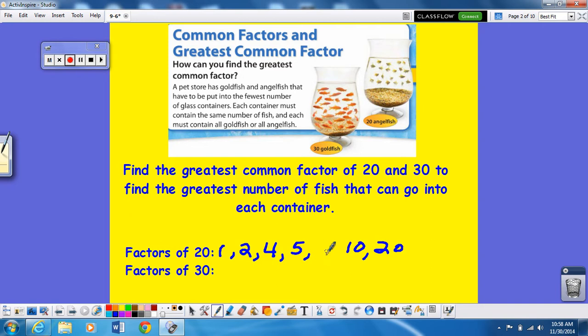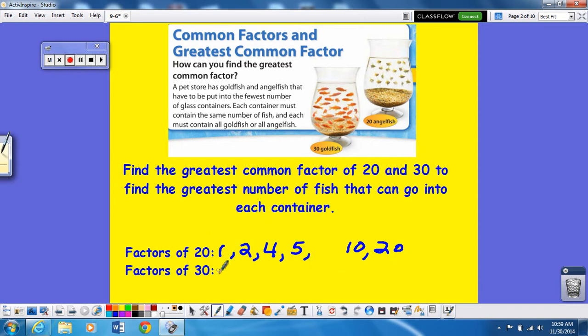And because I'm at 5, obviously I started over, because 4 times 5. 6 doesn't go into 20, 7 doesn't go into 20, 8 doesn't go into 20, and 9 doesn't go into 20. So notice there's space here, but that's okay. When you make a long line of factors here, it's hard to know how much space to leave. So the factors of 20 are 1, 2, 4, 5, 10, and 20.